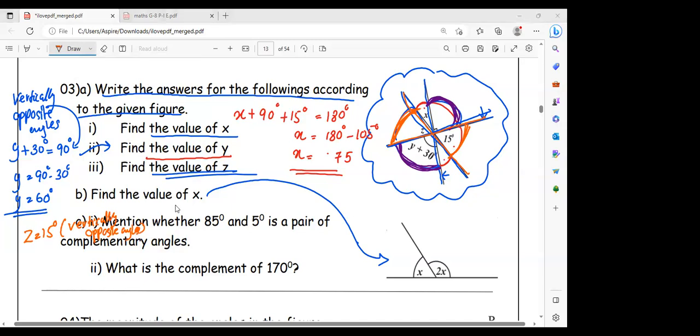Okay. Then find the value of x. Look at, I have done many kind of these examples. Tell me the answer for the part B. Part B answers.